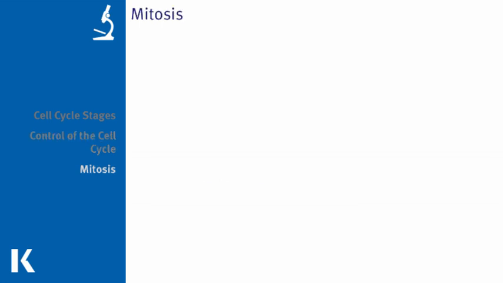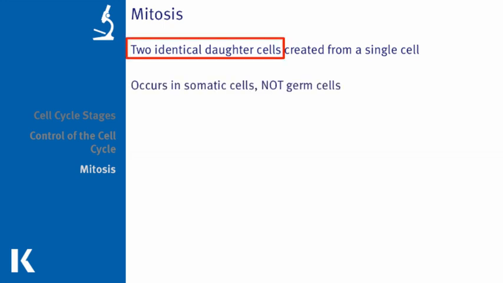Okay, that takes us through the controls on the cell cycle and lack thereof. Now we'll explore in more detail the final phase of the cell cycle, mitosis. The object of mitosis is to create 2 identical daughter cells from a single parent cell. To be clear, this occurs in somatic cells only, not in cells of the germline.